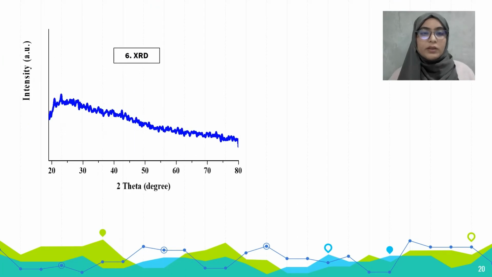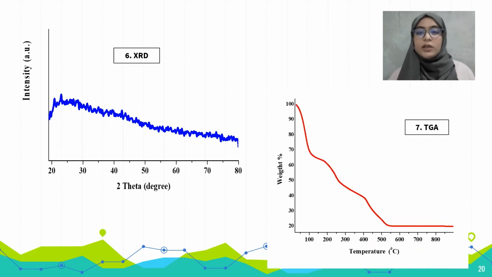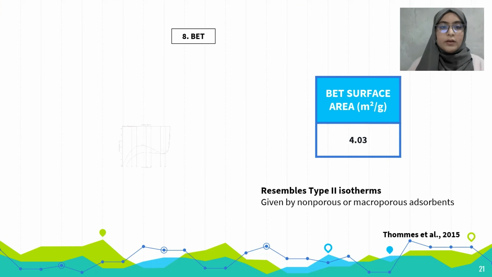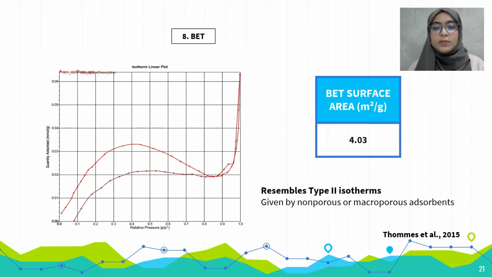In figure 6, the XRD result shows the amorphous nature of copper nanoparticles, which may be due to successful encapsulation of the nanoparticle with the seaweed. The TGA graph shows that the copper nanoparticles are stable up to 187 degrees Celsius. The BET graph here resembles type 2 isotherm, which is generally shown by non-porous or microporous adsorbents with the BET surface area of 4.03 meters square per gram.